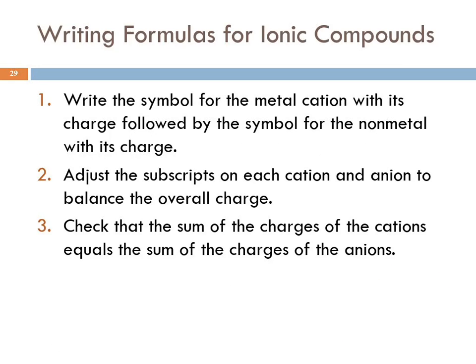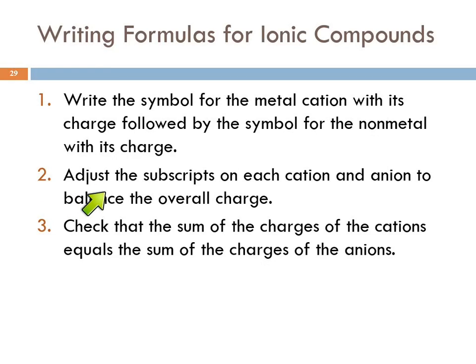We need to learn how to write the formulas for ionic compounds. So here are the steps. First of all, you need to write the symbol for the metal cation with its charge. Charges are really important in ionic compounds. And then you follow that by the symbol for the nonmetal with its charge. You need to first write down the formulas for the ions with their charges, because the charges are going to tell you how many of each are in a compound, because they have to be charge neutral.